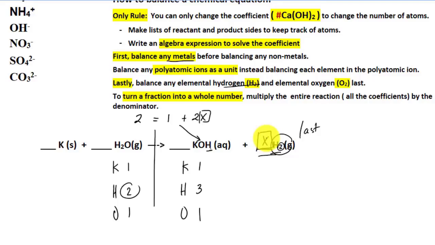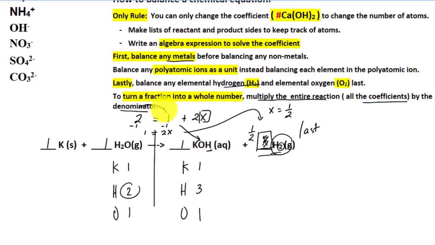Can we solve for x in this case? Let's do that. In this case, 2 minus 1 gives us 1 equal to 2x. And what is x going to be? Well, x is going to be 1/2. So this right here is going to be 1/2. And now we have a fraction. So our answer is 1, 1, 1, and 1/2. But there's a way that we can turn that fraction into a whole number. To do that, we multiply the entire reaction, all the coefficients, by the denominator of that particular fraction. In this case, the denominator is 2. So I'm going to multiply everything by 2.